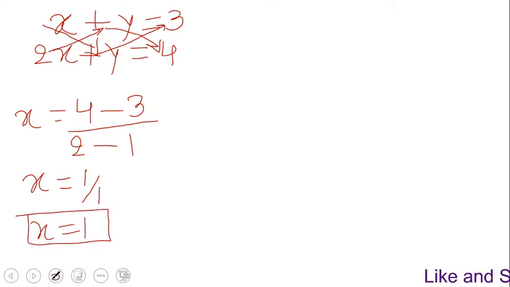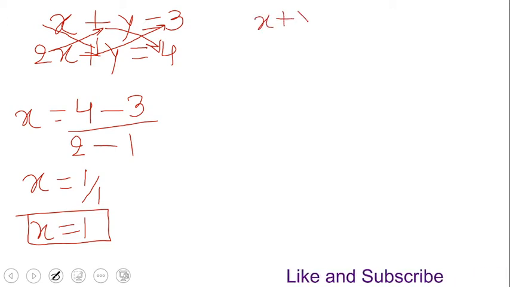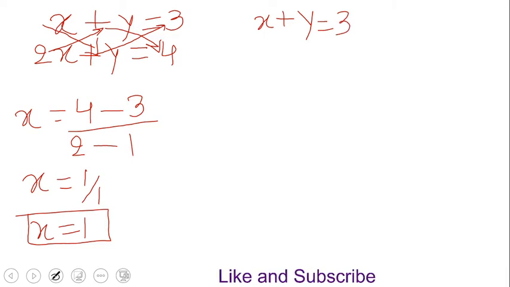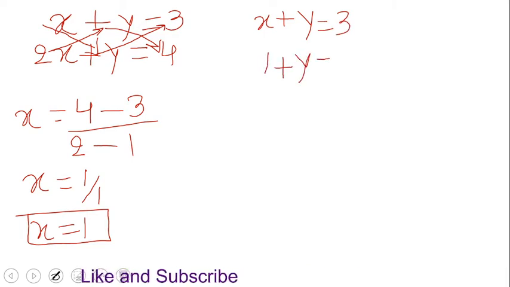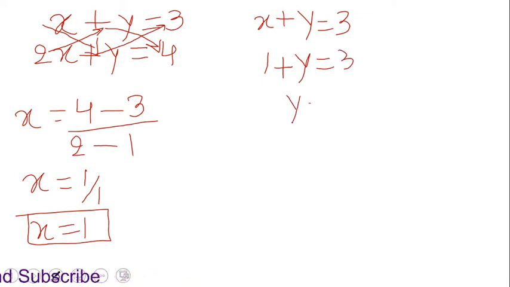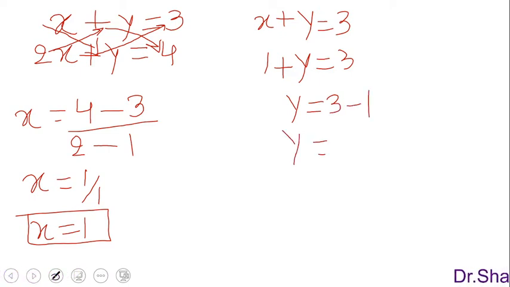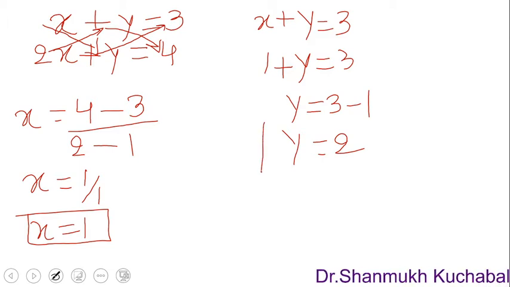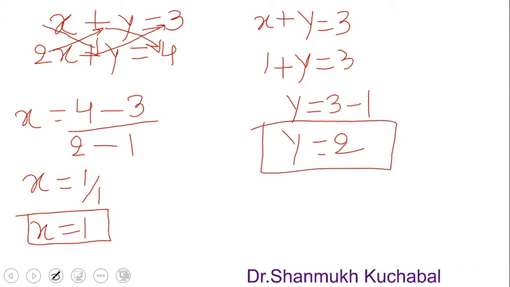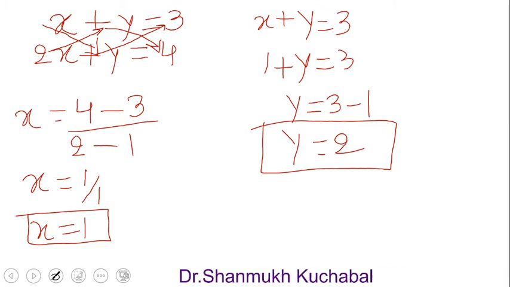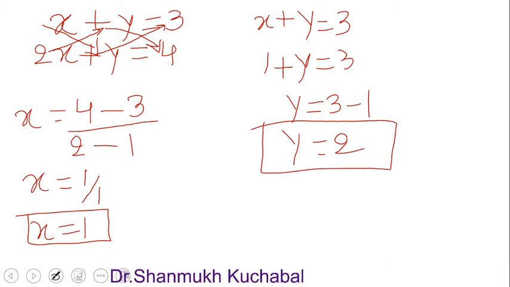Then take any equation. I am taking the first one. Very simple it is. x plus y equal to 3. Now take the x value as 1, y as it is. Now plus 1, transport it to the RHS, we get y equal to 3 minus 1. So we get y equal to 2 here. So x equal to 1, y equal to 2 is the solution here. So very easy it is.